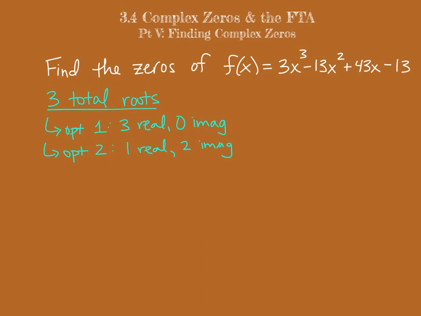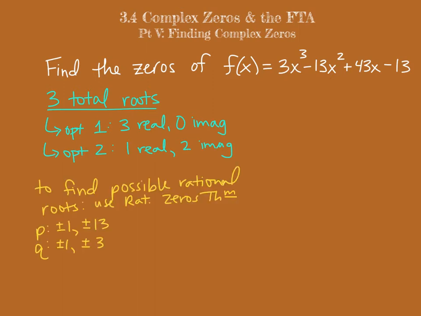I know that a lot of us are looking at the graph, which is great. That's an awesome resource to have, looking at the graph of a function. So what I'm going to do to find that one real root is list all the factors of 13 divided by all the factors of 3, like we learned previously in this chapter. So I've listed all of the factors of 13, those are the p-values, and all of the factors of 3, those are the q-values.